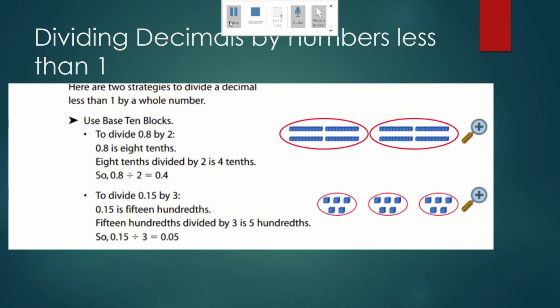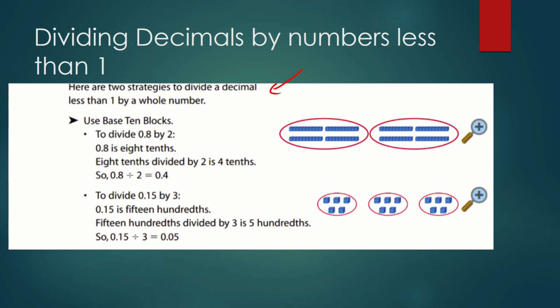Today, we're going to be exploring dividing decimals by numbers less than 1. Before we were doing more than 1, but now we're going to do less than 1. I hope you guys enjoy this. Sadly, we have to start out with base 10 blocks. So, here we go.